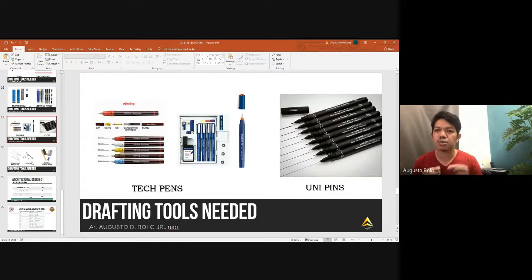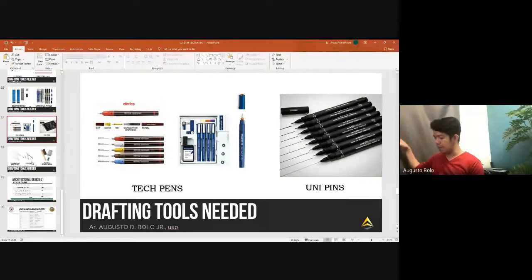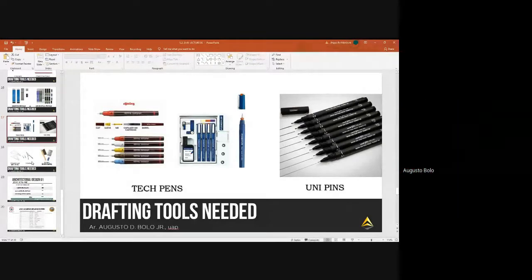From the thickness of the... You know tracing paper? Yes po sir. I have both po. Okay, sino ang hindi pa nakakakita ng tracing paper? Raise your hand, please. Okay, for a while.